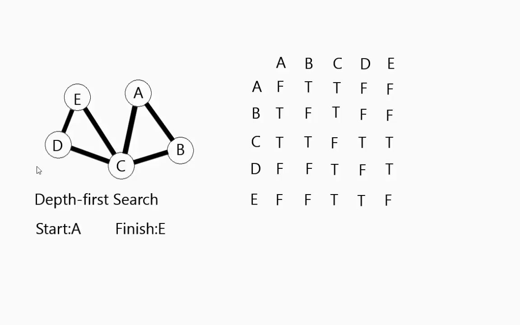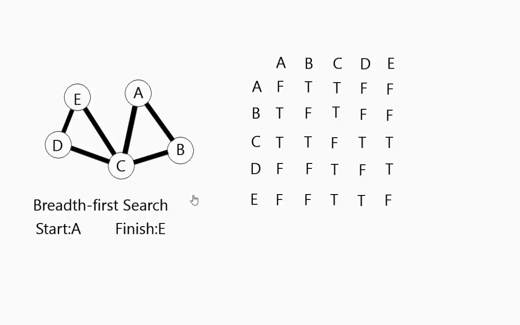So if we look at a way of searching through this, there's depth-first search. Depth-first search starts at node A, and let's say we're finishing at node E. So what we're going to do is we're actually going to take a look one link at a time. So A is connected to B, B is connected to C, C is connected to D, and D is connected to E, and we're finished because we've gone from start to finish.